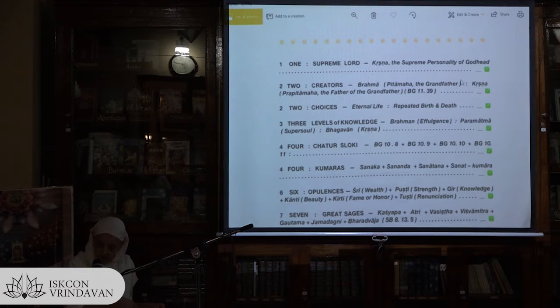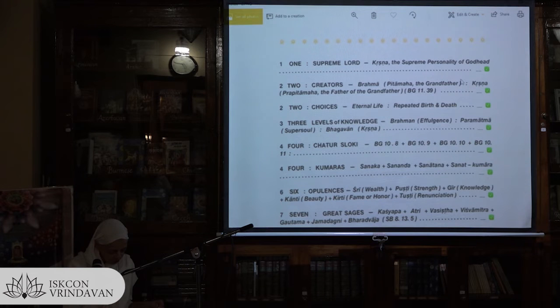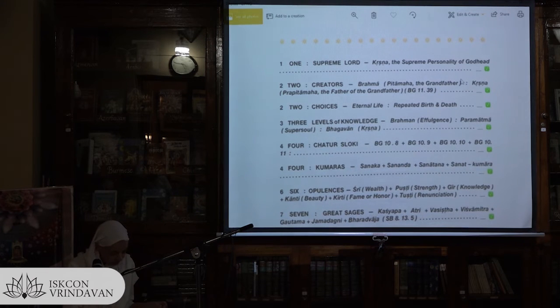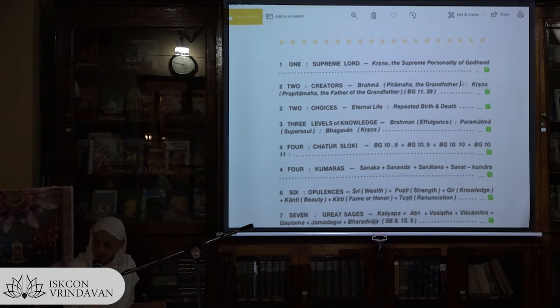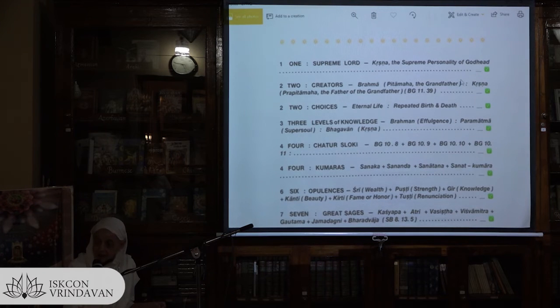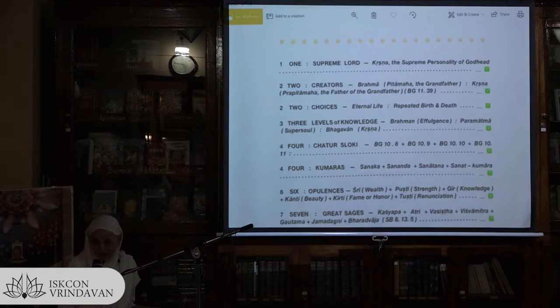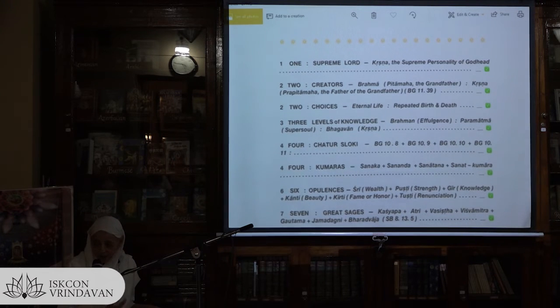I like to use numbers again. What do we have for number 1? The Supreme Lord. Krishna is the first premise, the Supreme Personality of Godhead. And number 2, 2 creators. Krishna is the primary and Brahma is the secondary. And we have 2 choices. What are they? Eternal life or repeated birth and death. That's it. People say you sound fanatic. Unfortunately, it's a fact. We were supposed to be there, we're here. And we want to try to go back.